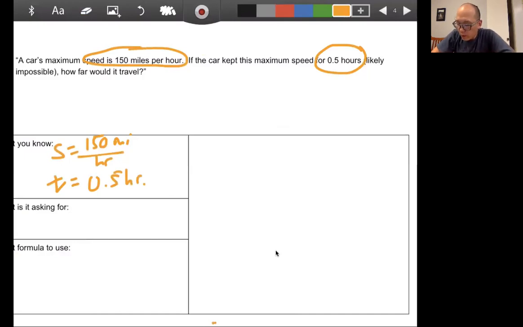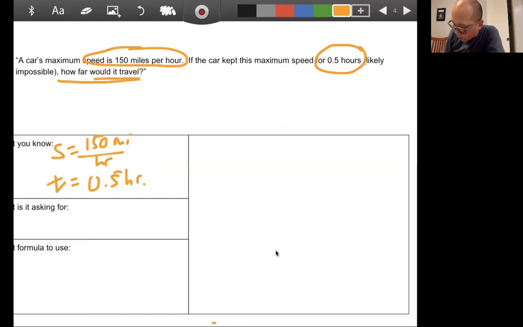Notice for this problem, it doesn't tell you anything about directions. So what I'm going to do is just assume this problem is only asking about speed. Well, I wrote it, so that was my intention. We're only talking about speed, all right? But what is it actually asking for?